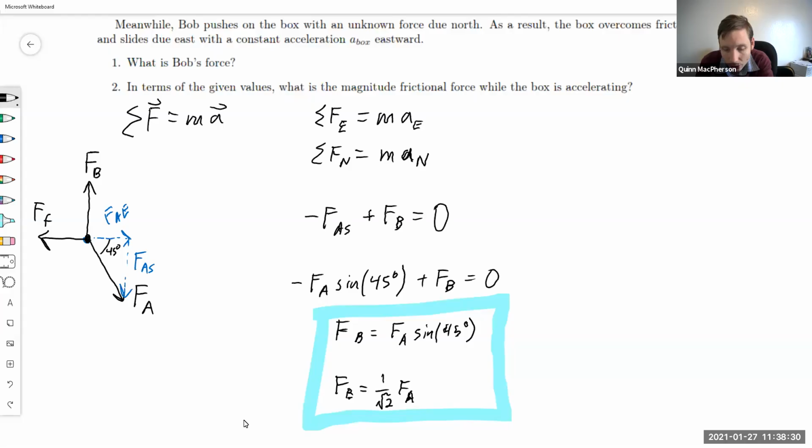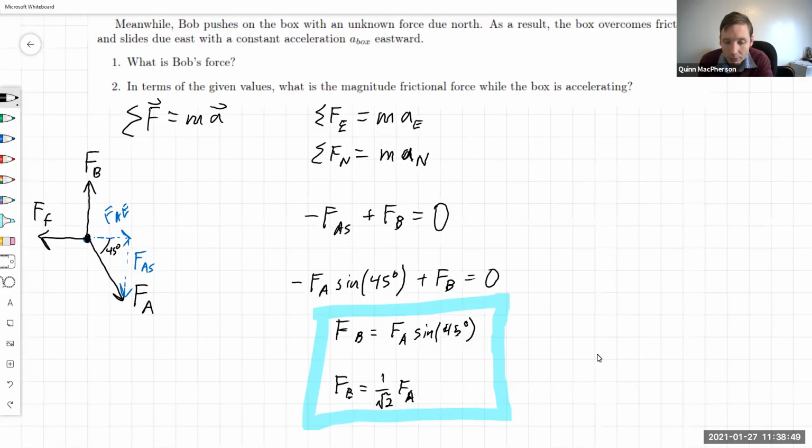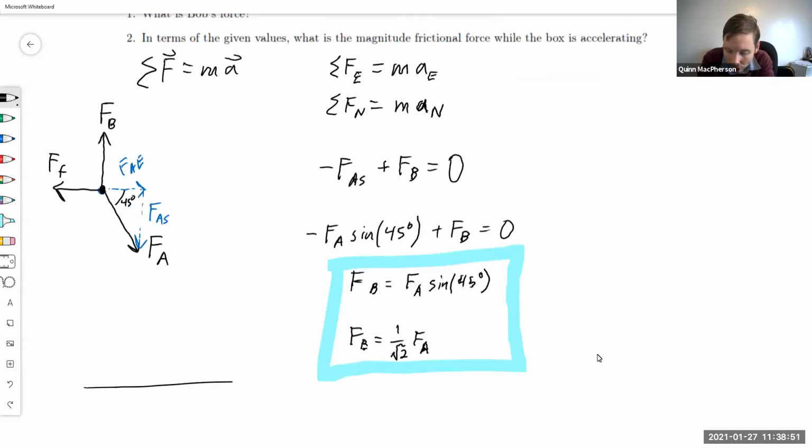I'm not going to put an arrow sign on it because these are just magnitudes. Force friction, force Bob, and force Alice are vectors. If they are written without a vector sign, we're just going to assume they refer to the magnitude. So these are all magnitudes. Okay, so that's the first part of the problem. We can draw a line.